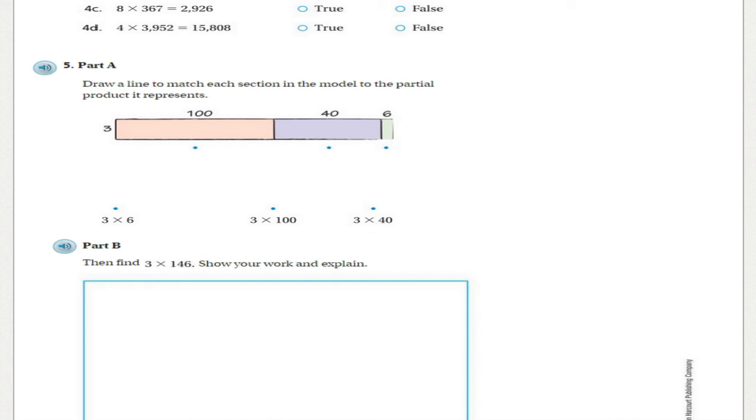So how did I solve this? I showed all my work, and then in words I explained that I added the 3 partial products. Okay. All right. Go ahead and erase and go on to the next page.